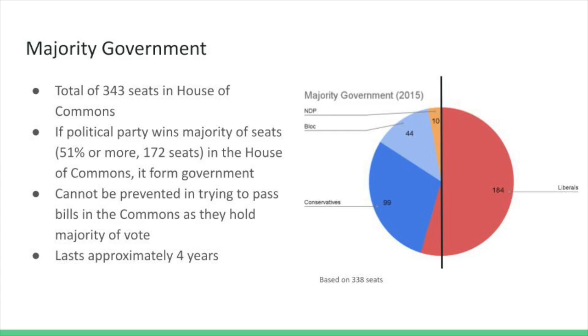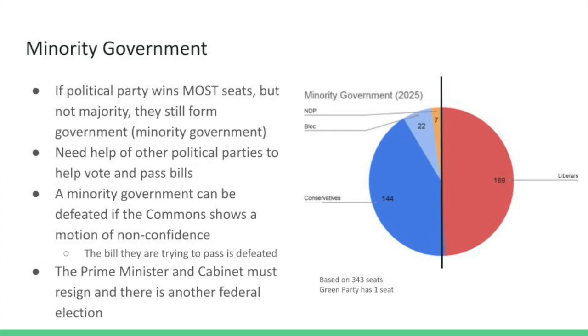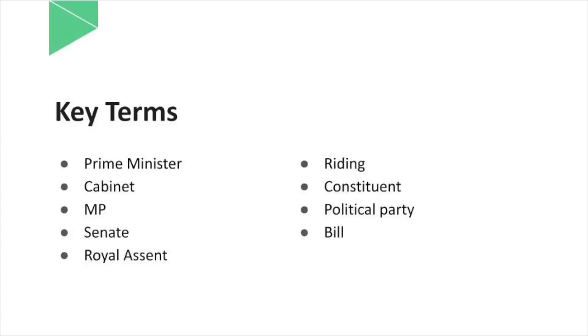It's also important to know the difference between a majority government, which controls more than half the seats and can pass laws more easily, and a minority government, which must cooperate with other parties to get things done. So some key terms coming out of this section: Prime Minister, Cabinet, MP or Member of Parliament, Senate, royal assent, riding, constituent, political party, bill. These are the terms that make up Section 1.